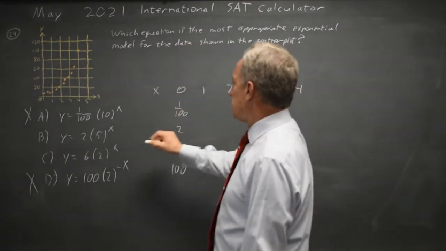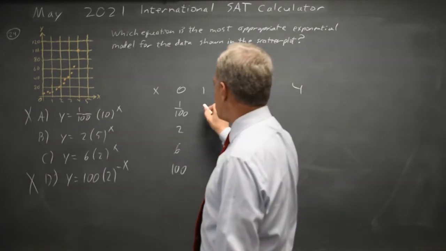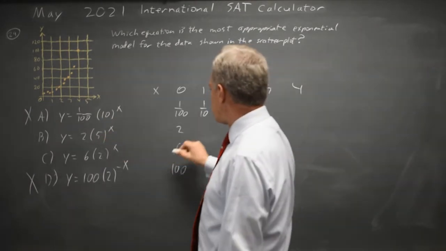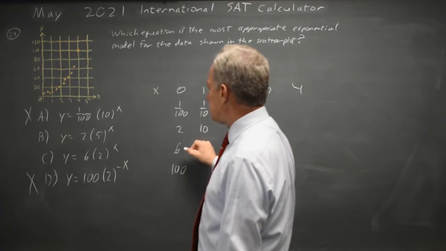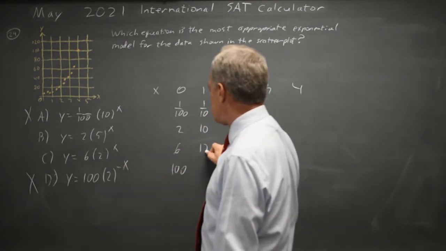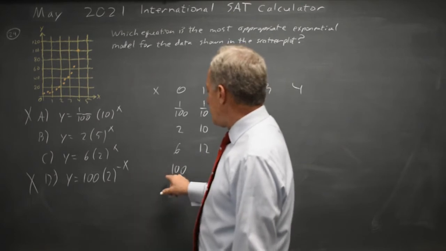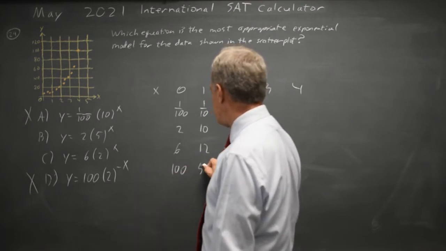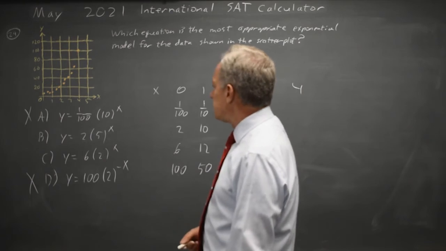1 gives me 1 over 100 times 10 is 1 over 10. Also not a good fit. 2 times 5 to the first is 2 times 5 is 10. That's plausible. 6 times 2 to the first is 6 times 2 is 12. That's also plausible. And 100 times 2 to the negative 1 is 100 over 2 is 50. Choices A and D are still terrible.